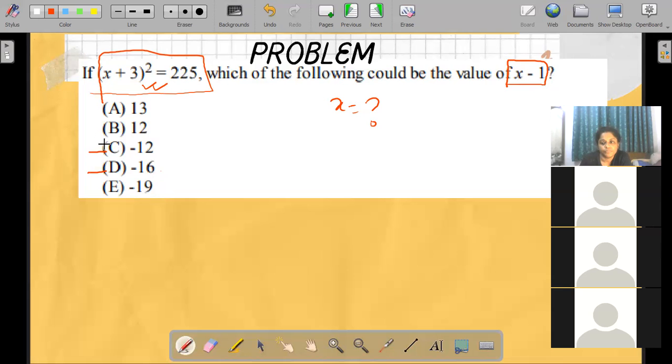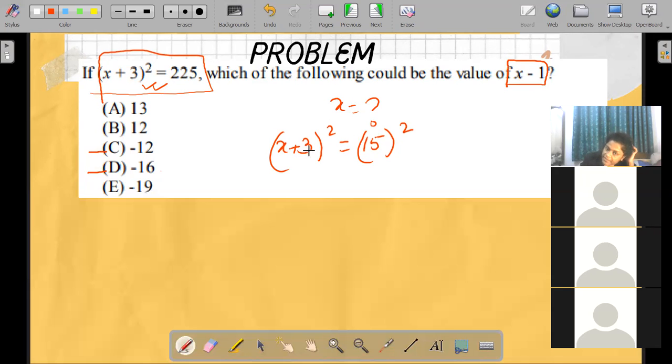Okay, Pragati, how did you reduce it to be minus 12? Ma'am, firstly, I thought about 225. It is a 15 square. Then I solved the square, this bracket, and after that I did the fraction, and then I got minus 12. So did you do it like this, Pragati and Shraddha, that x plus 3 whole square is equal to 15 square? Yes, ma'am.